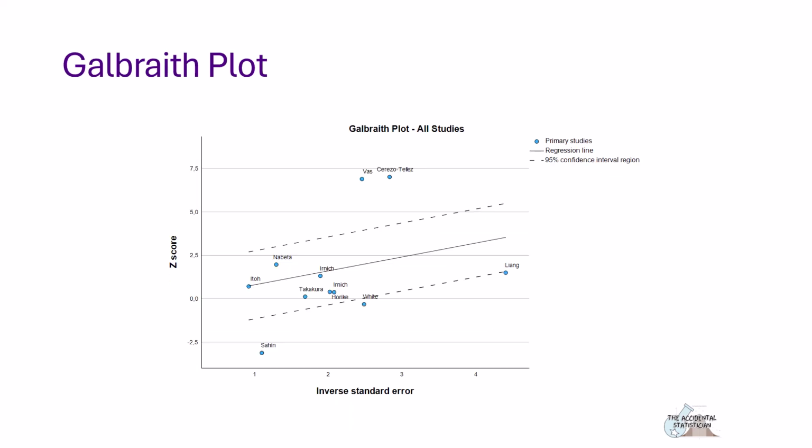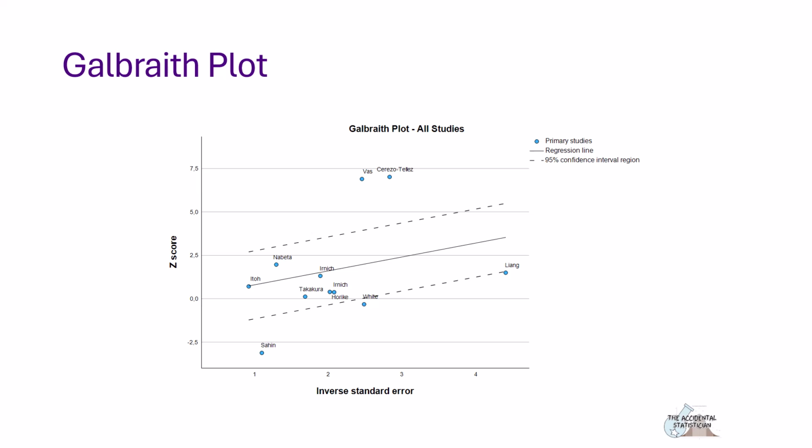Now, the Galbraith plot similarly highlights those three papers that were picked out from the funnel plot as being unusual. So the Galbraith plot can be used to pick out outliers which contribute to your heterogeneity problem. And it identifies Vas, Cerezo, Teles and Sahin. So Sahin because it's unusually negative, Vas and Cerezo, Teles because they're both unusually positive.